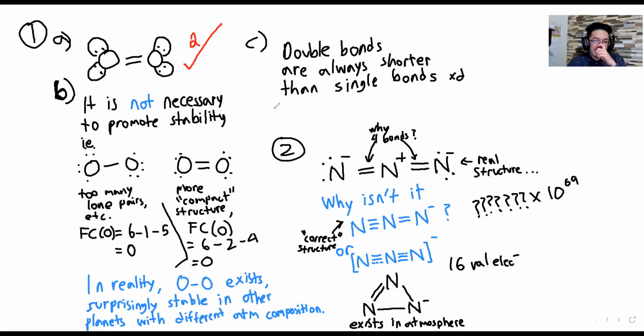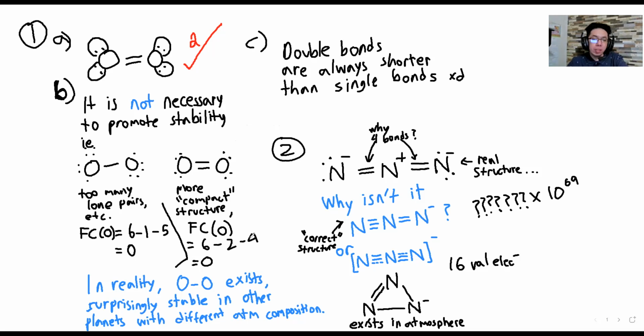So, this is 2 points. It is necessary to promote stability. So, why is it necessary to form a double bond in the Lewis structure? Unpaired electrons, correct. Actually, O2 has unpaired electrons. It's just not visible much in the Lewis structure. And that's why it's paramagnetic. It has unpaired electrons.